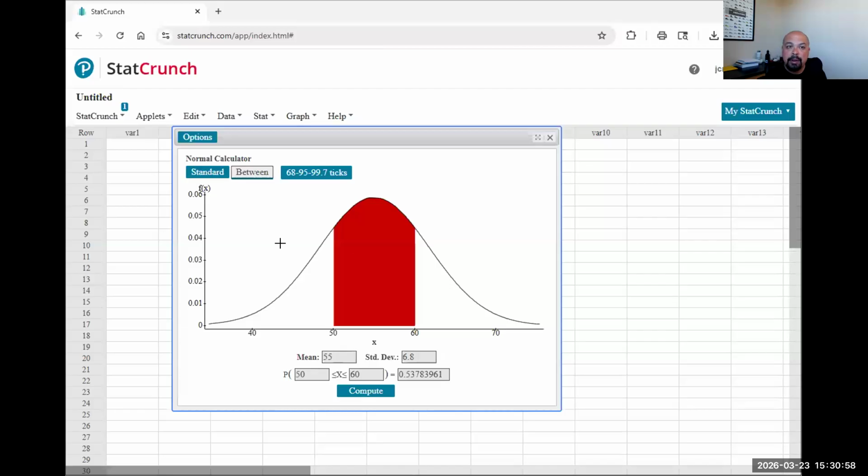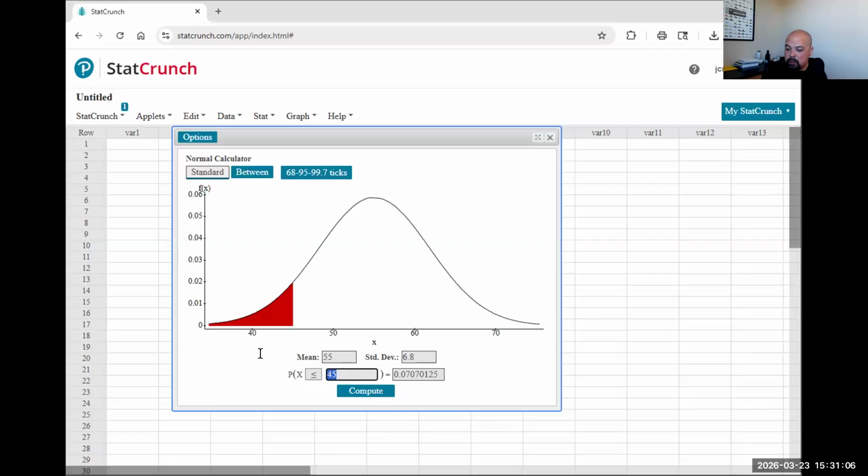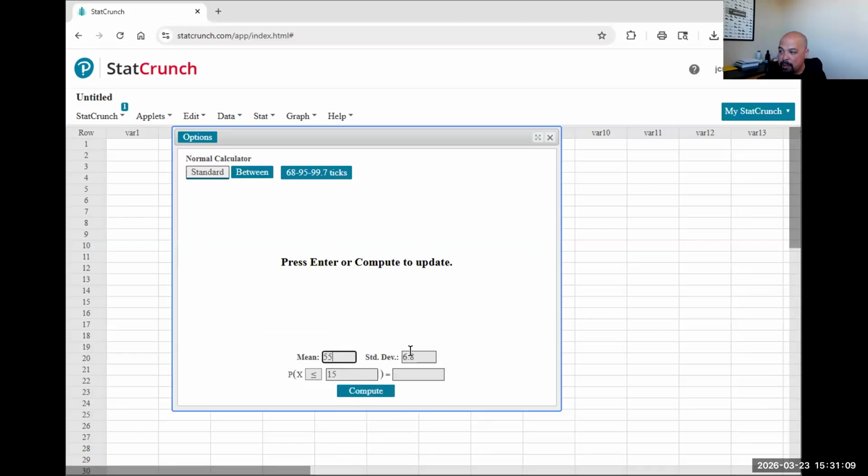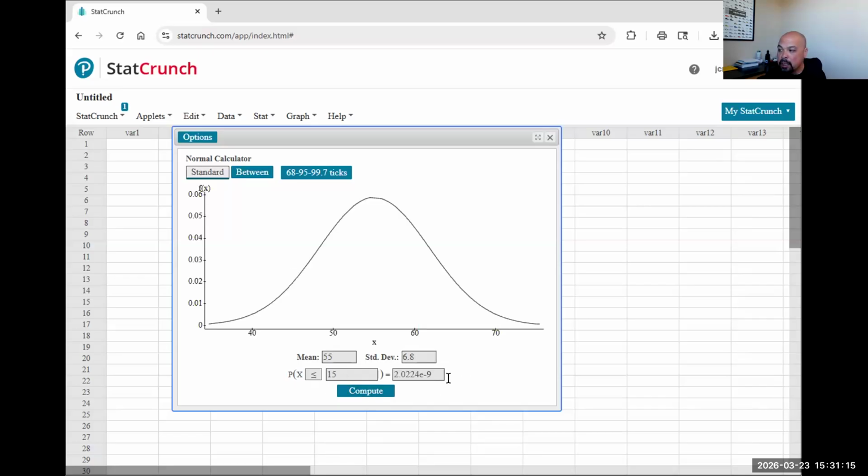Now we have that StatCrunch showing up, okay? We're not going to be between, we're going to standard deviation. Now we're going to jump this down to 15, 55 for the mean, 6.8 for the standard deviation. Calculating with 15. Now, in this case, it gives us this kind of strange notation, 2.0224 e to the negative 9, right? And this e negative 9, this is really the scientific notation.